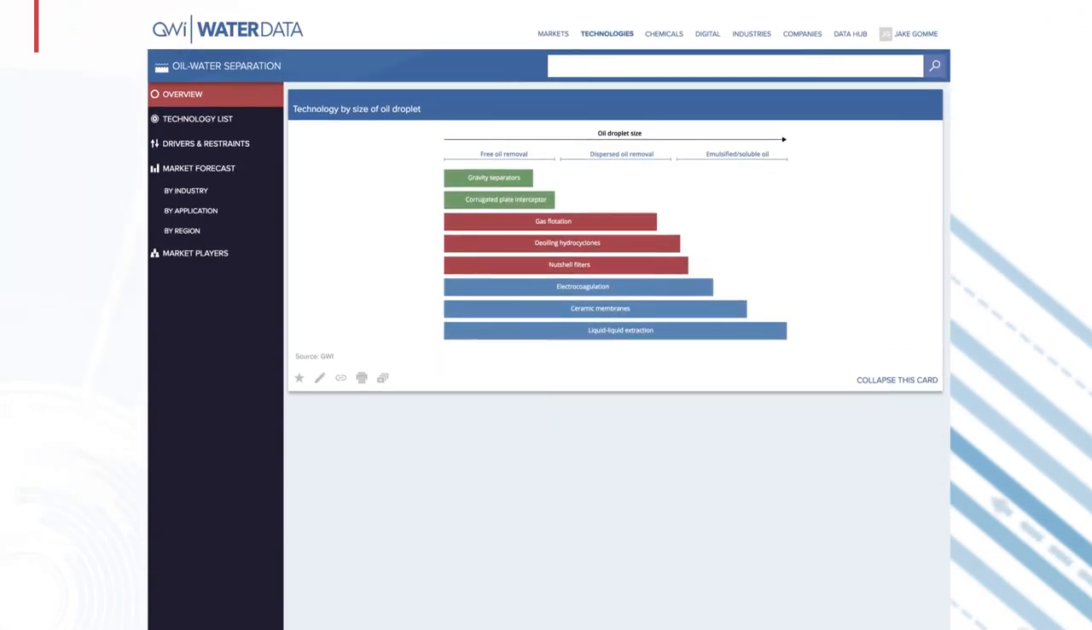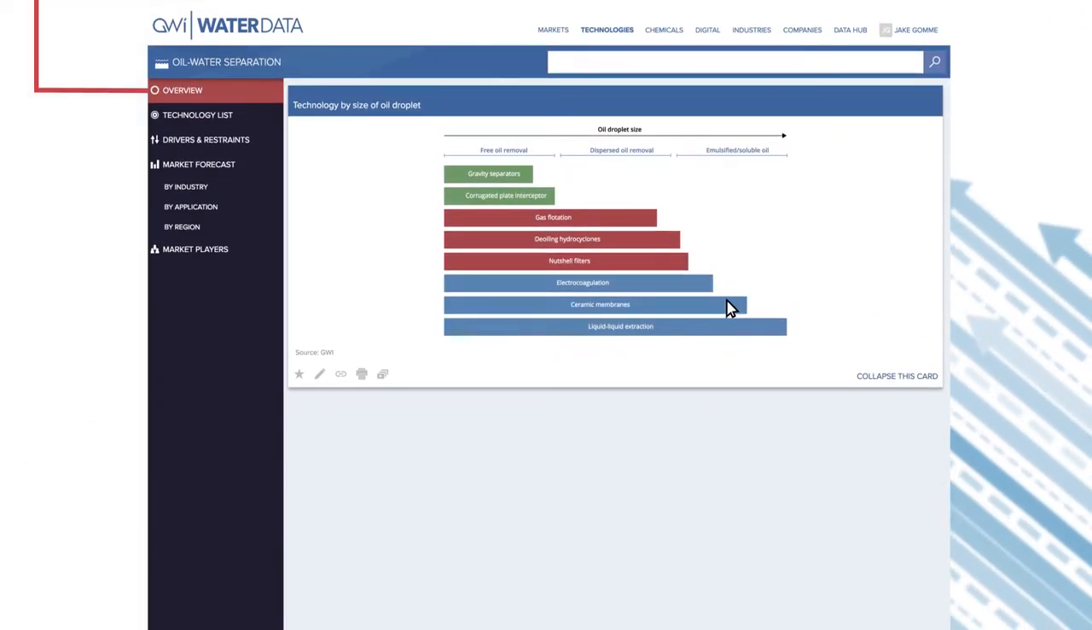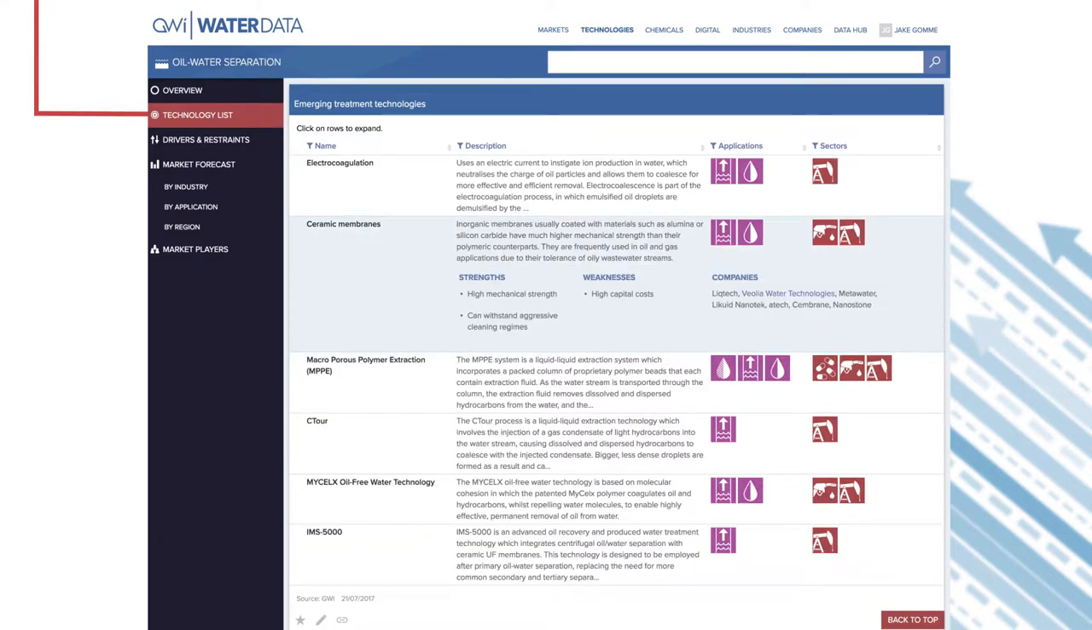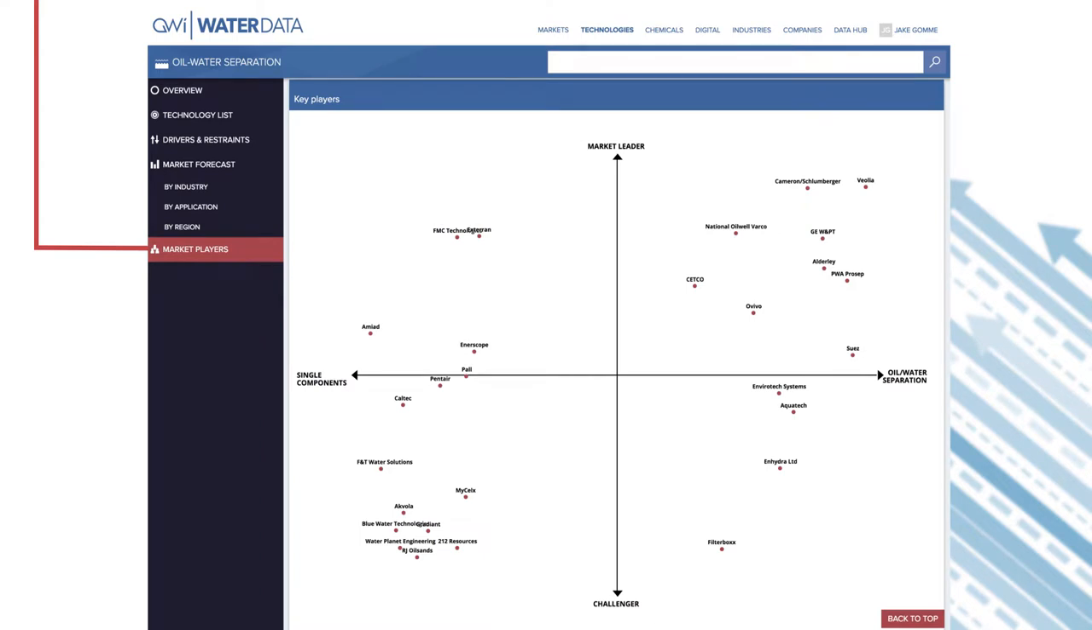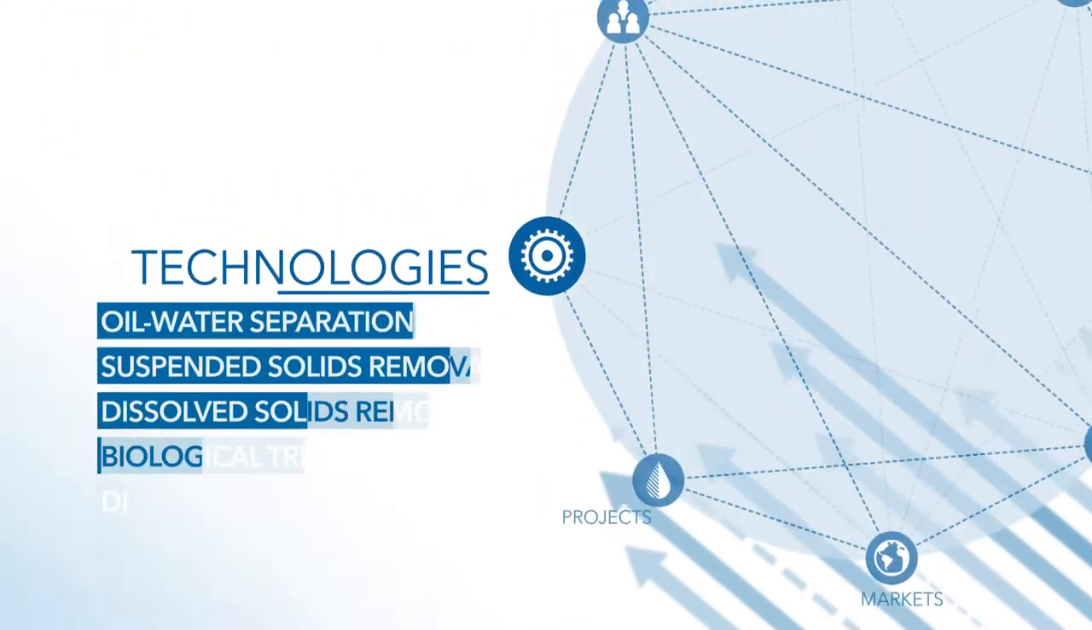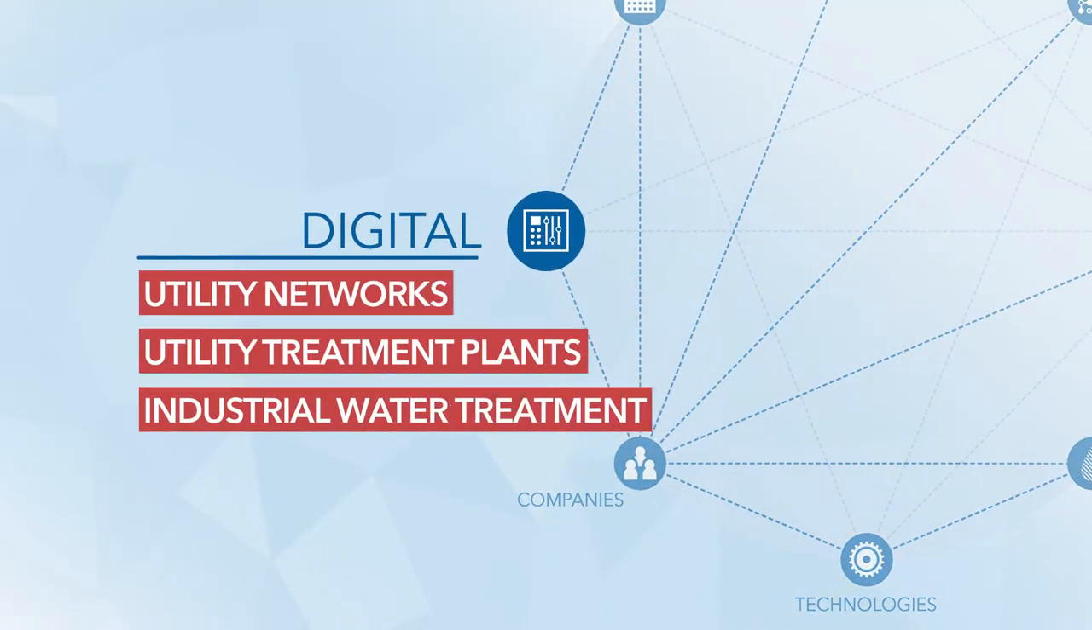Access a high-level view of the market and then explore the market in more depth with a comprehensive technology overview for both established and emerging technologies. The spot charts give an instant picture of the key players, their specialisms, and the gaps in the market. The Digital Hub investigates the application of data-driven smart systems to utility networks, treatment plants, and industrial water treatment.